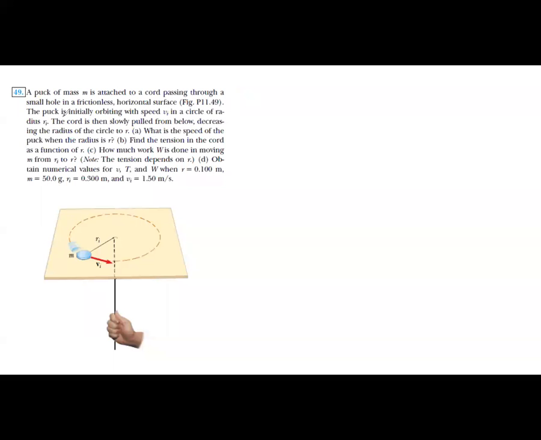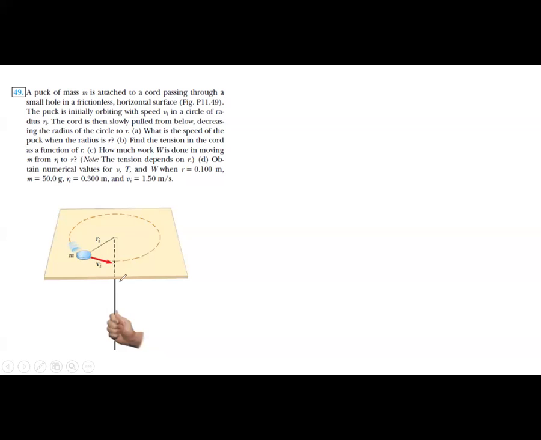Problem 49. Here we have a pack of mass M attached to a cord passing through a small hole in a frictionless horizontal plane. The pack is initially orbiting with speed v initial in a circle of radius r initial. This is the initial trajectory of the pack.